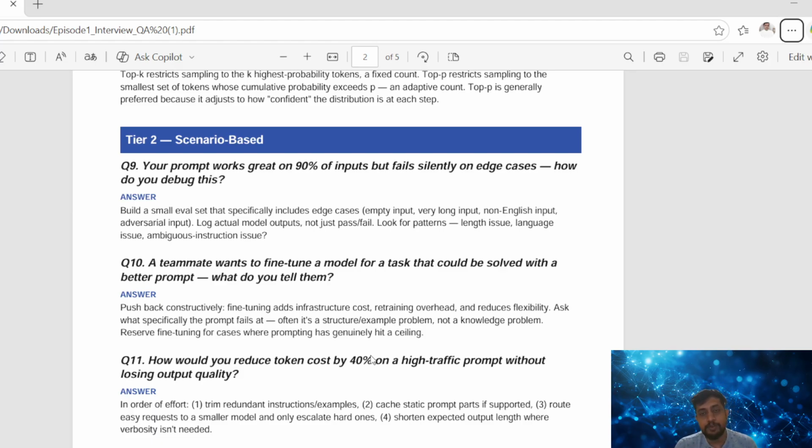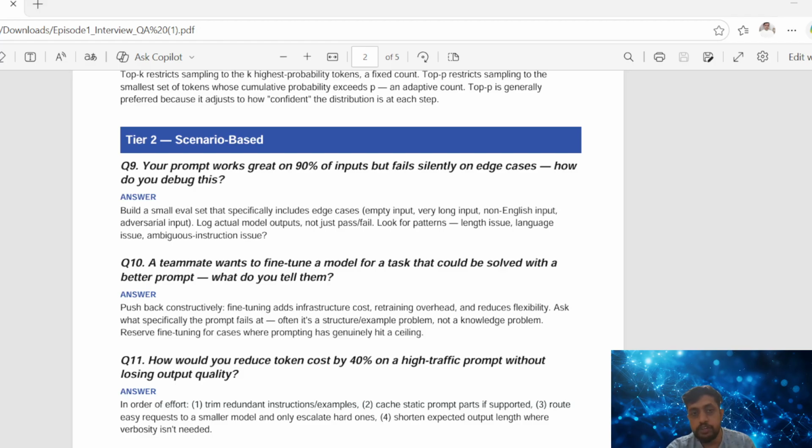Every member will get this kind of issue, correct? 90% of inputs are great, but it fails silently on edge cases. How do you debug this? Now we need to build a small data set, called an eval set, that specifically has test cases with very long input. For example, a summarization prompt works fine until users paste a transcript with speaker labels, for example agent, customer. The model starts summarizing as if it is a bug report because the format confuses it every time. This is exactly the kind of thing an edge case eval set catches that eyeballing misses.